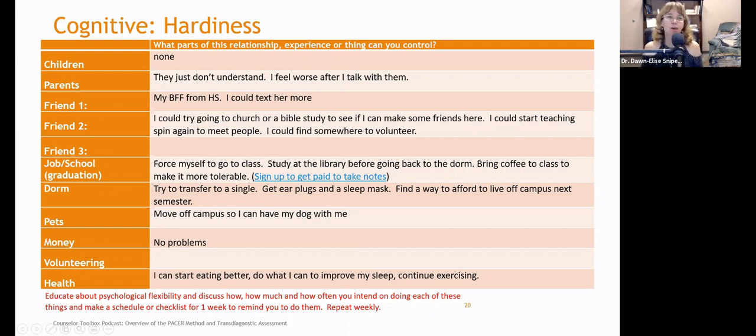Money, she says there's no problems with money. She's not overly concerned with money. She doesn't shop a lot, but she is financially comfortable.